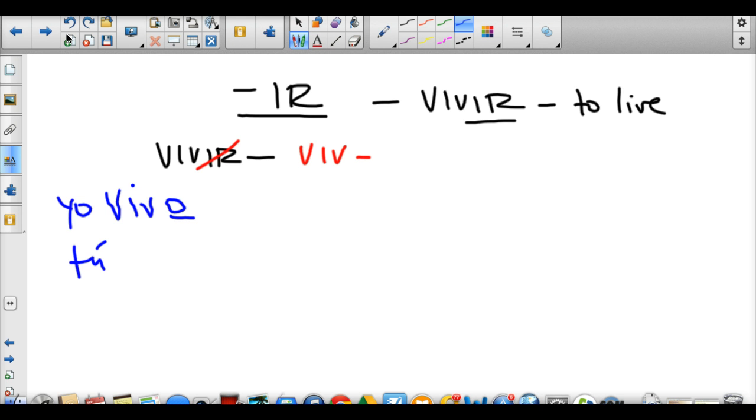The tú form means you, right? What do you do with this one? Vives, that's your ending. This should look familiar. It's the same as your ER verb. There's no difference.